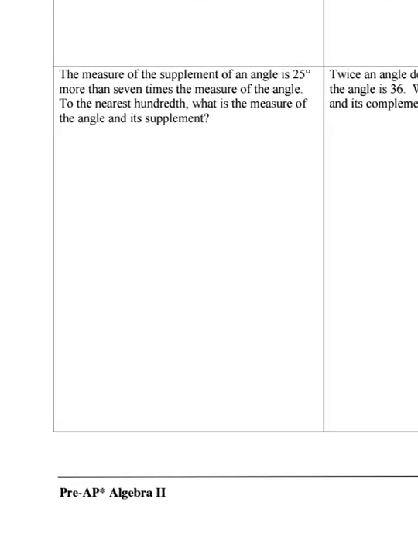So the measure of the supplement of an angle, remember supplementary angles add to 180, sum to 180 degrees. So the measure of the supplement of an angle is 25 more than 7 times the measure of the angle. So I'm going to go ahead and just give myself once again a little visual here. I have some angle here, and then I have another angle that together they sum to 180. I'm going to call my first angle just x, and then my other one is directly off of that one.